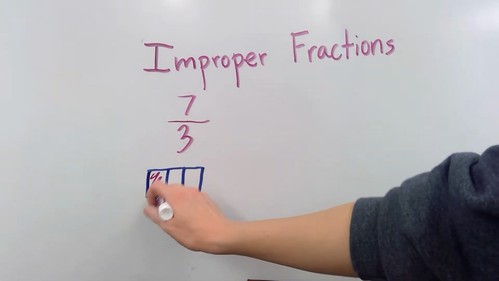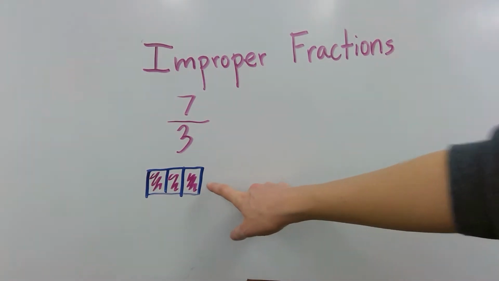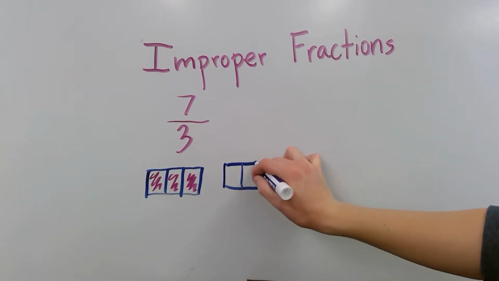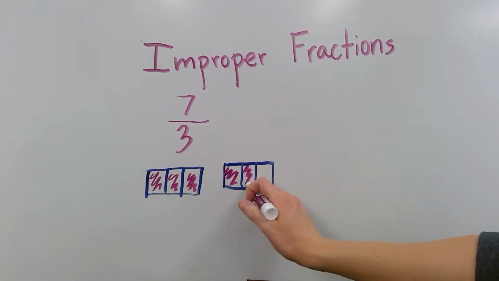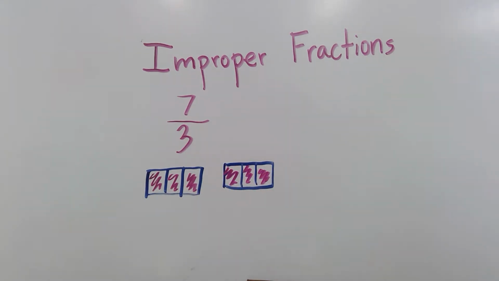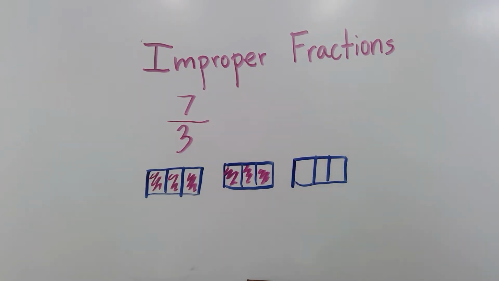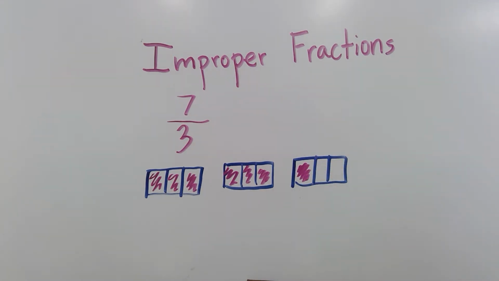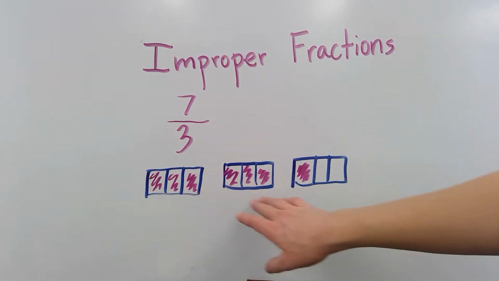So I have 7. 1, 2, 3. But the problem is I've already filled it up. So I have to draw another box. So I'm at 1, 2, 3, 4, 5, 6. But I can keep going because I need to get to 7. And now I have all 7 pieces from my numerator, but you can see that an improper fraction just means that there's more than one whole.